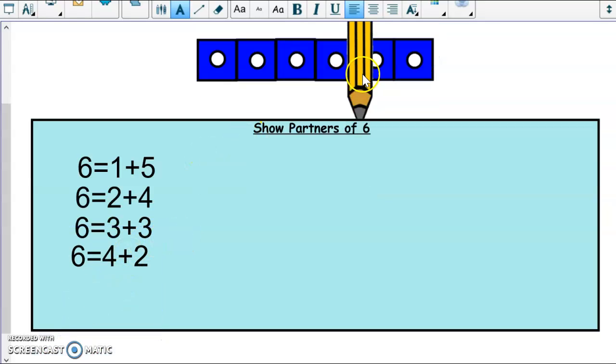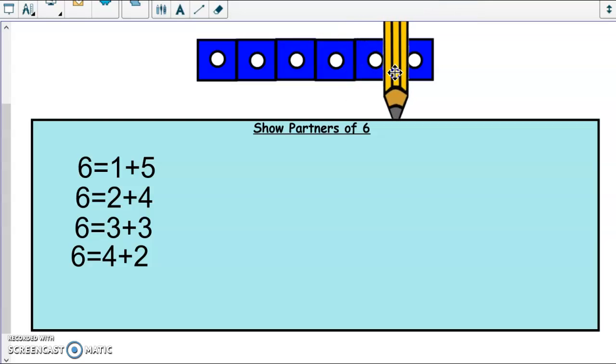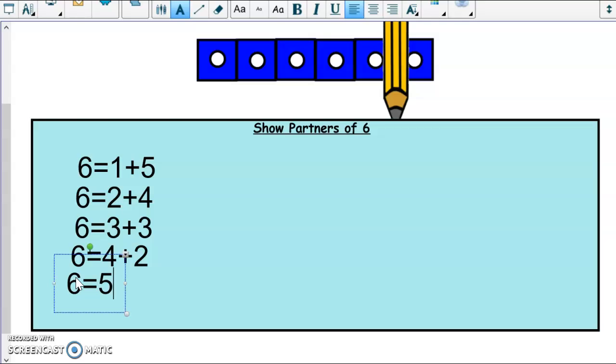And we have our last one. We're going to take this break apart stick and move it over one more time. Now we have our 5 group on this side. So we have 5 plus 1. So we have 6 is equal to 5 plus 1.